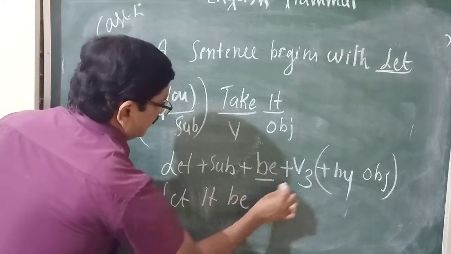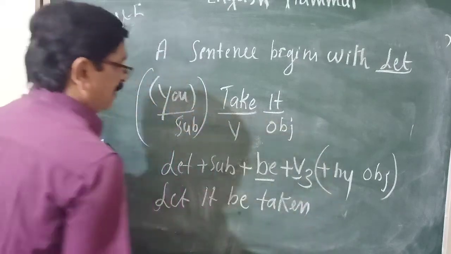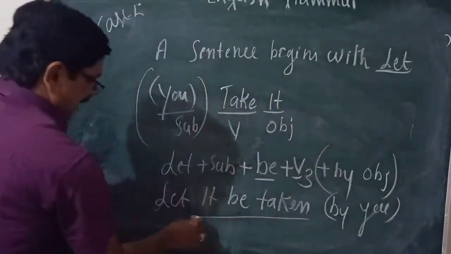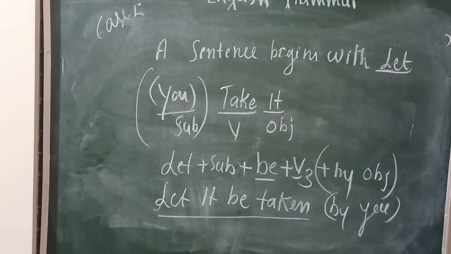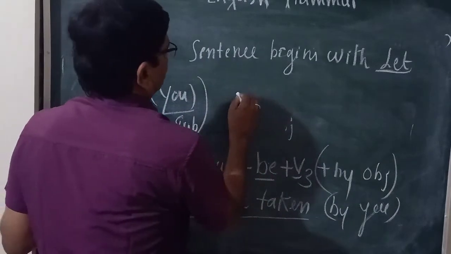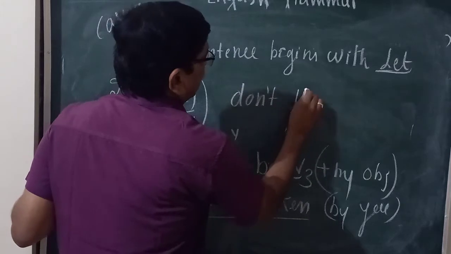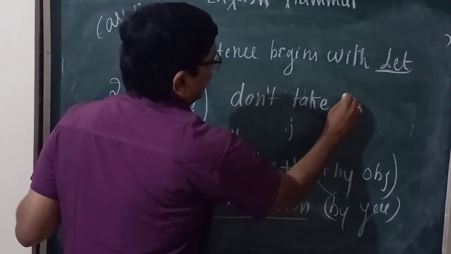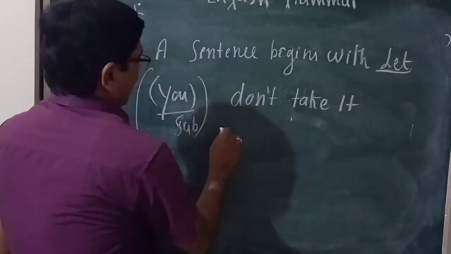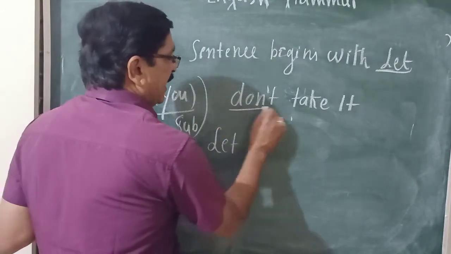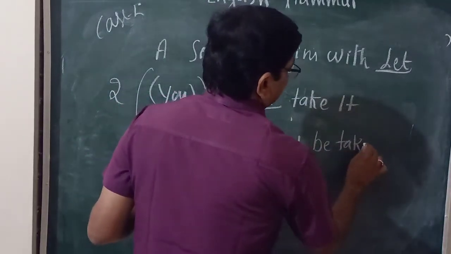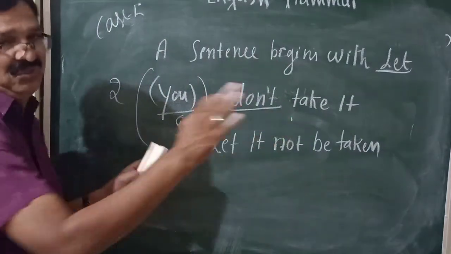Let it be taken by you. Here by you is understood. Only this much you can write. If it is negative, how can you write the second one? Don't take it. Let it, since it is negative, begin here with not. Let it not be taken. By you is understood. Right? One more.